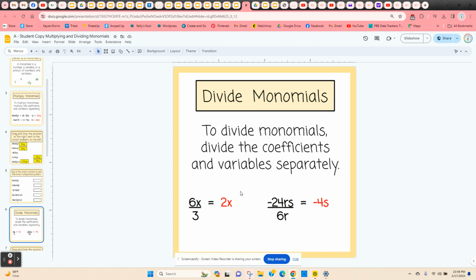So again, we're going to divide the coefficients separately and the variables separately. So here's 6x divided by 3. All you have are the coefficients that you're going to divide, and you get 2x. This one, you're going to divide the coefficients. You're going to get negative 4. And then rs divided by r will give you just s.